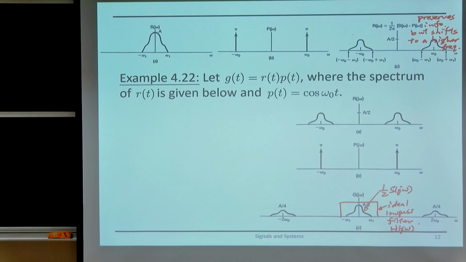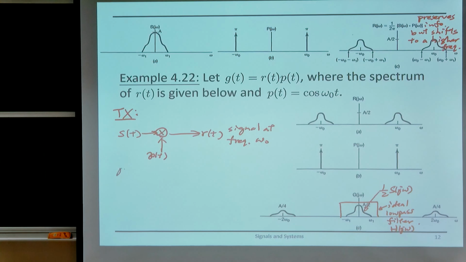Okay. So this is a very typical amplitude modulated communication system. So at the transmitter side, you take the signal S of t, you multiply it by P of t to get the signal R of t, okay? So this is a signal at frequency omega naught, okay?